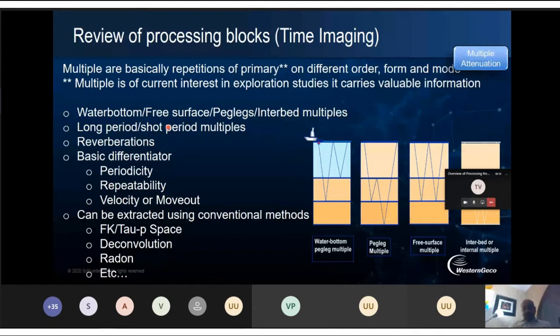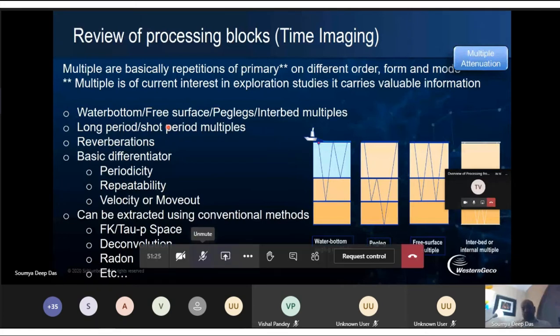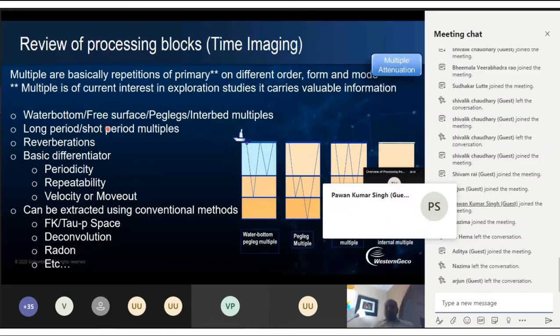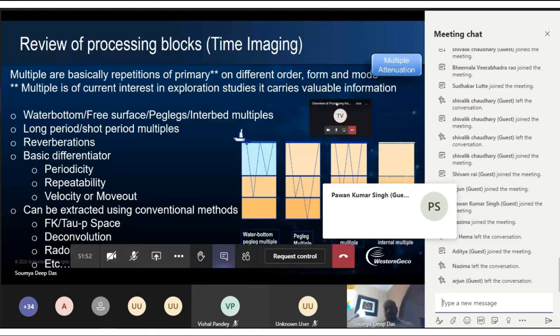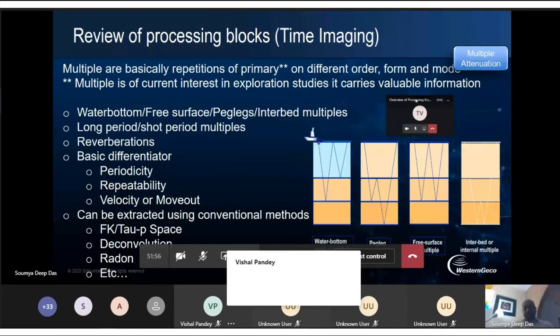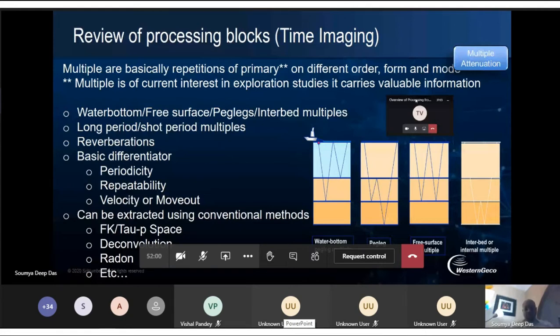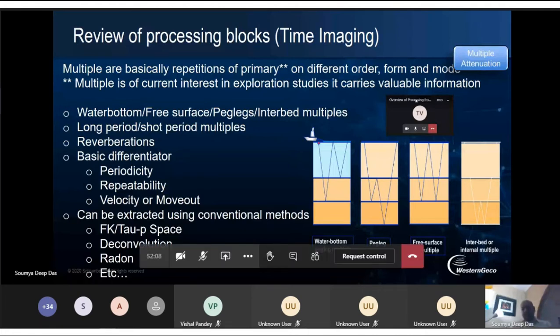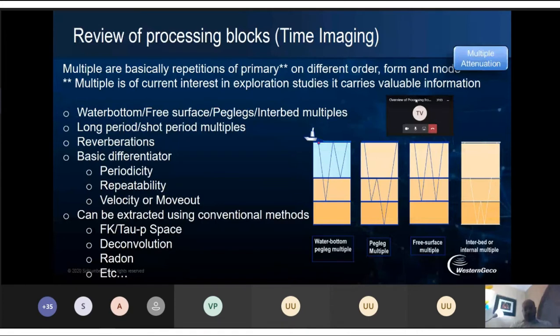As in the textbooks, there are many kinds of multiples, and you might be pretty much aware of them: water bottom peg leg multiples, free surface multiples, water bottom multiples, interbed multiples, long period, short period, reverberations, and so on. Each can be differentiated based on periodicity, repeatability, and velocity, which is move out. These components differentiate the multiples, and we have to exploit this behavior to attenuate them appropriately. Conventional methods exist: FK, tau p space, deconvolution, normal radon, FX domain, and so on. Even the mute acts as a multiple attenuation if you want a quick attenuation.